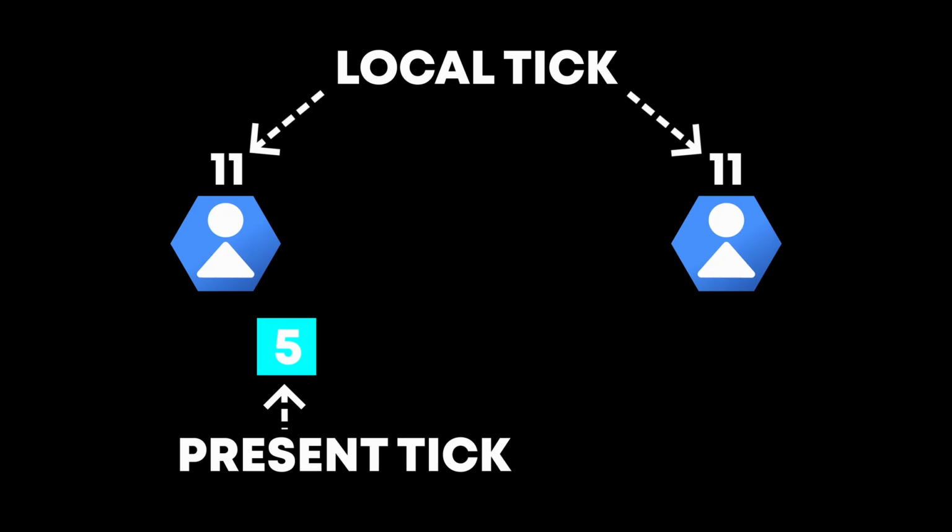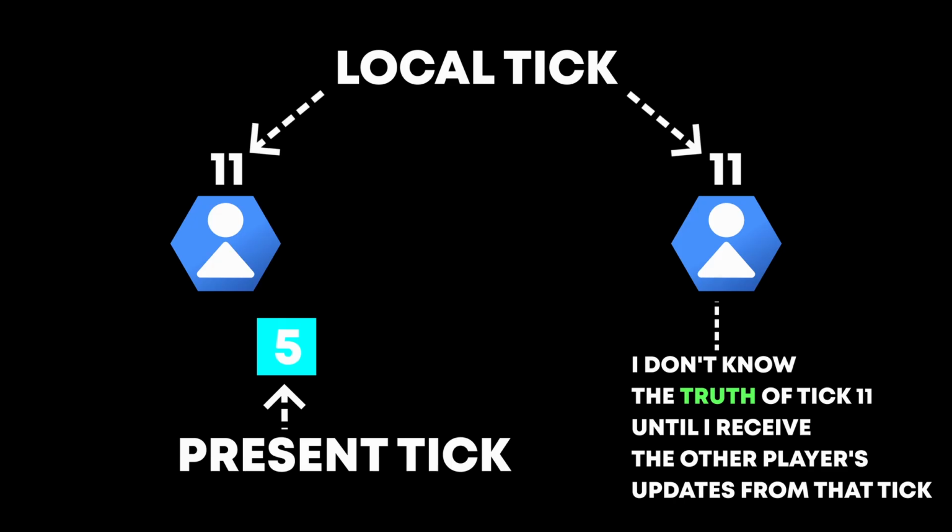I want to make it clear that you shouldn't think of this tick as the past, and you should instead think of anything assigned to the local tick as existing in the future. This is because any local instance doesn't know the reality of the simulation until it's received updates from every other source in the session.